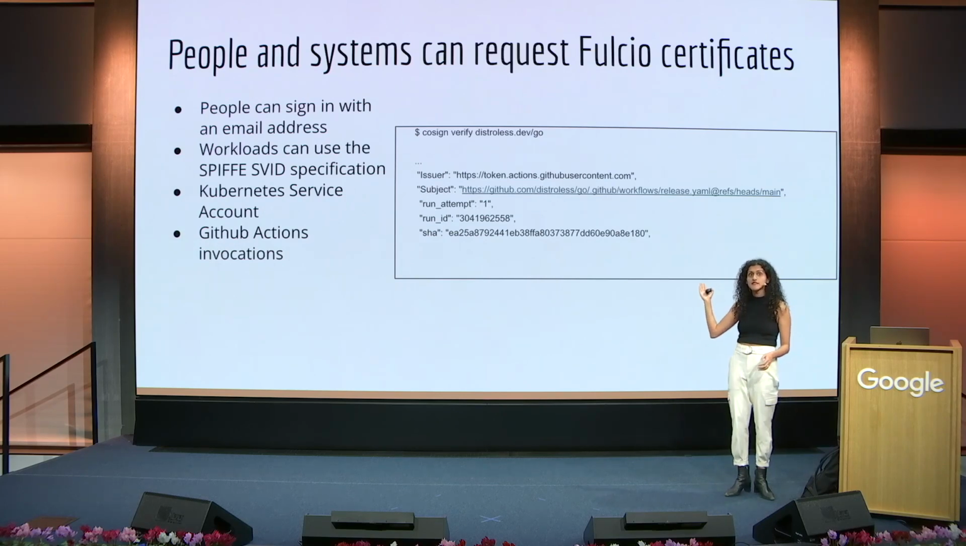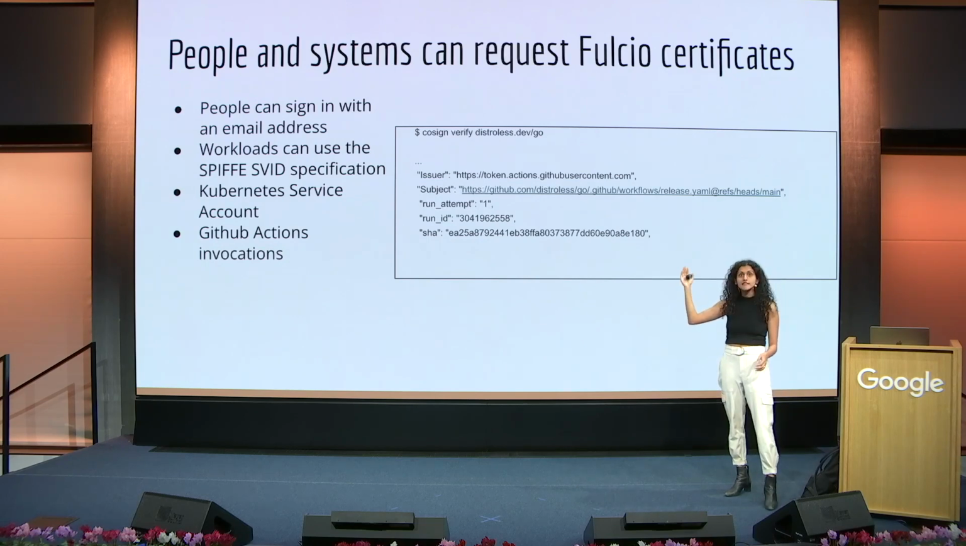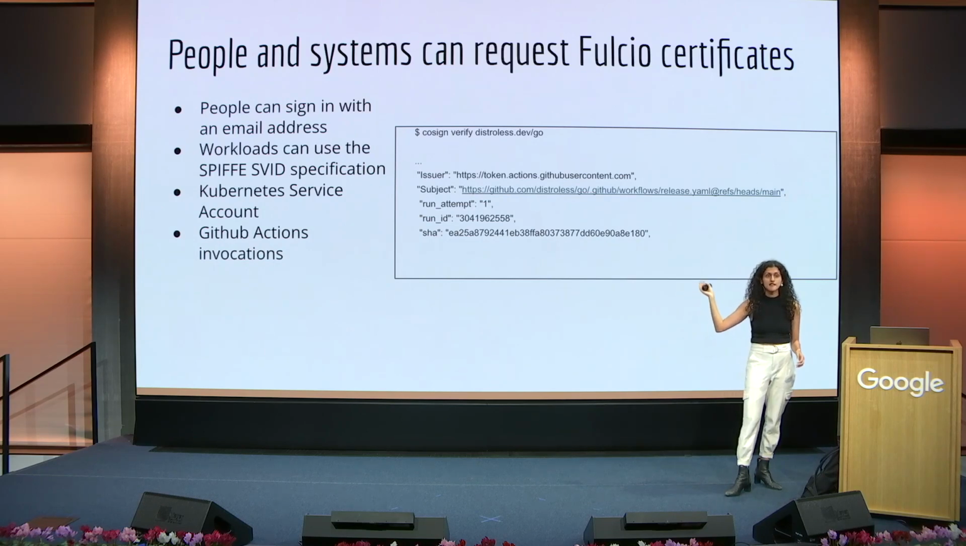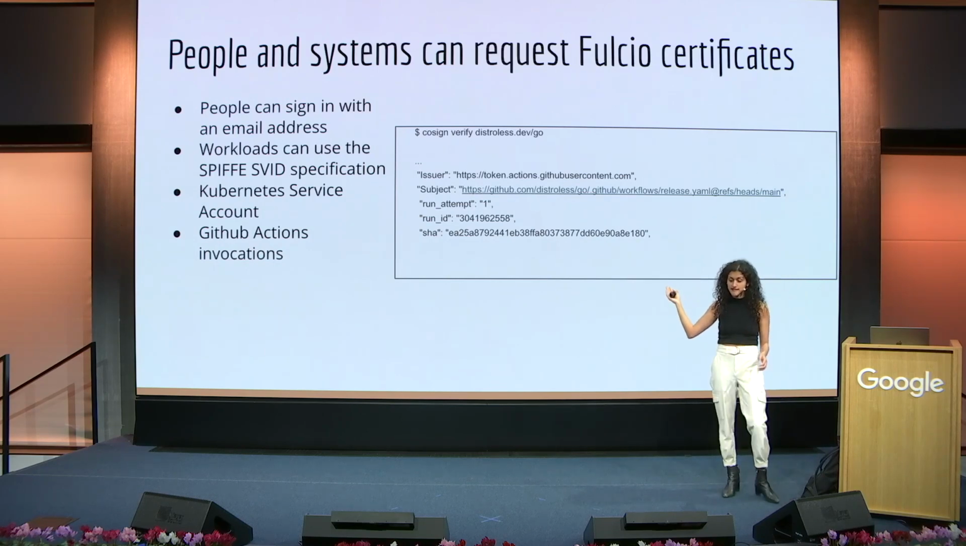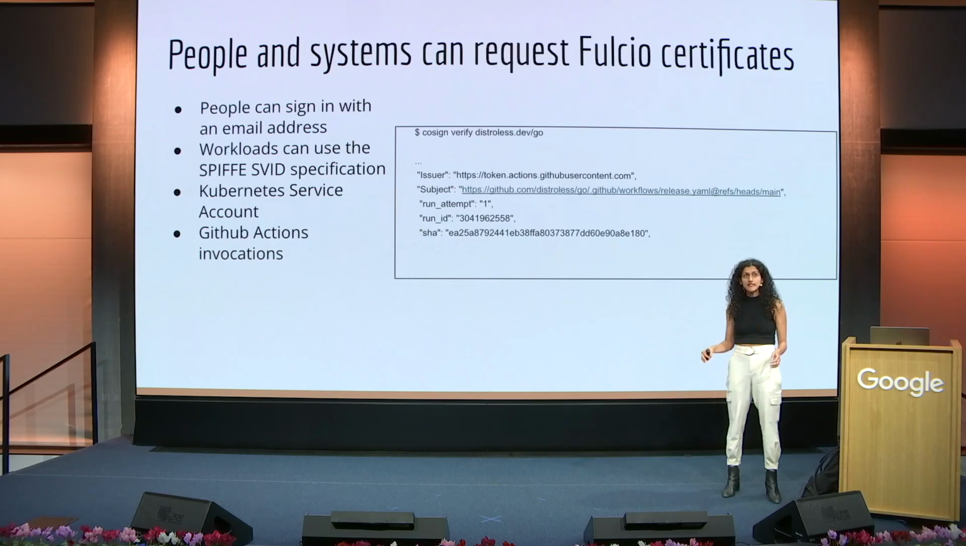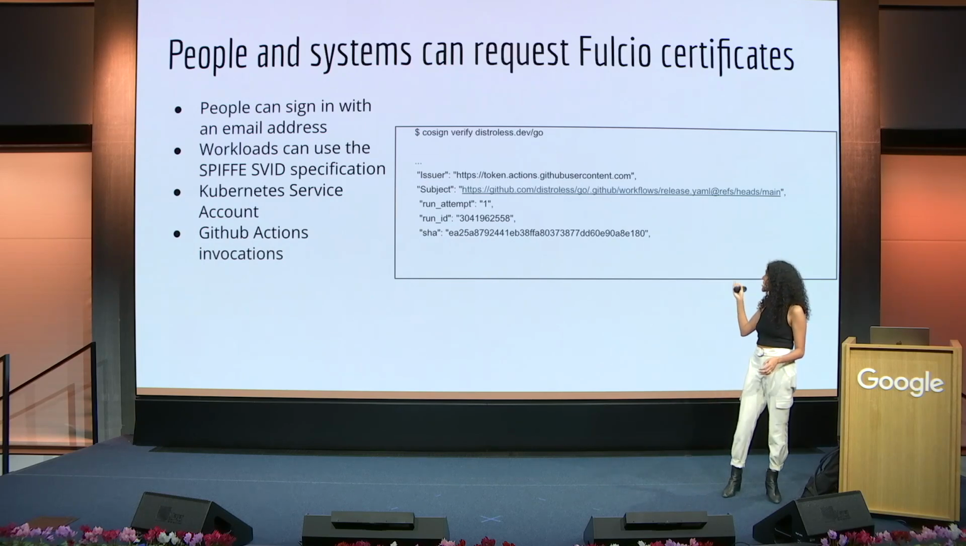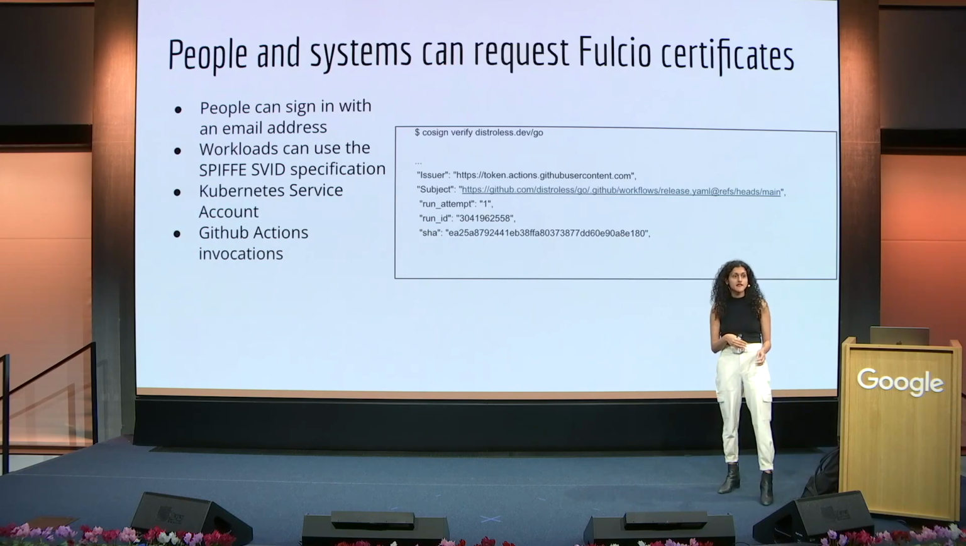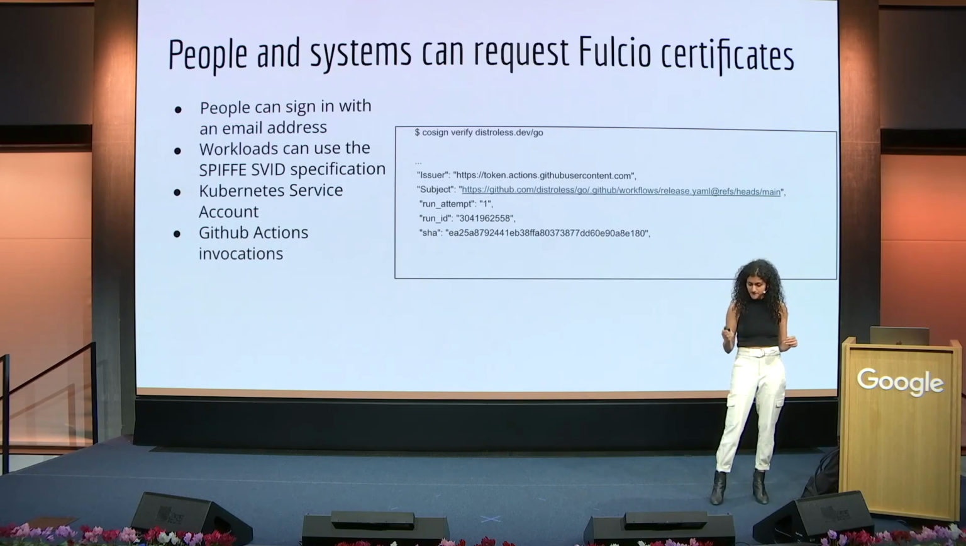If we take a look at this distroless image, which has been signed in a GitHub Actions workflow, we can see that additional information was actually embedded in the certificate. The issuer is GitHub. The subject actually points to the exact repository and GitHub Actions workflow that was run. We put in the run attempt number, the run ID number, and the exact commit SHA that this workflow was run at. So we can actually tell exactly what repository this image was built in and exactly at what commit SHA. So we can tell what source code went into it.